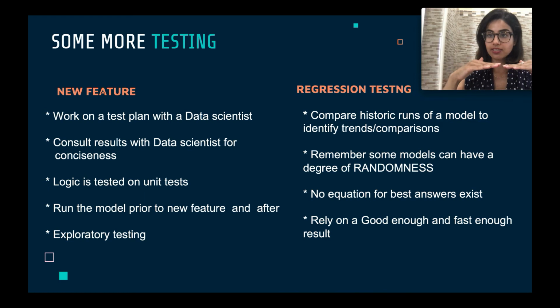If they are slightly different, that's okay, within the threshold of 3 to 5%. But if they're way too different, then you need to mention this to your team, and you can deep dive further with the data scientists and see what actually went wrong and whether we can release or not. Remember, some models can have a degree of randomness, so some areas would be expected to be random. Don't worry, deviation doesn't mean negative at all. If you have thresholds, it can still go ahead if accepted. No equation for the best answer exists, so rely on a good enough and fast enough answer.